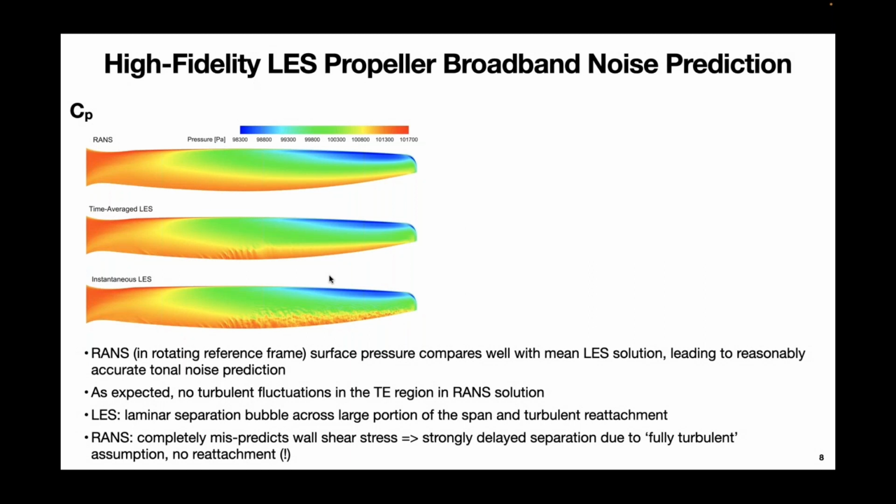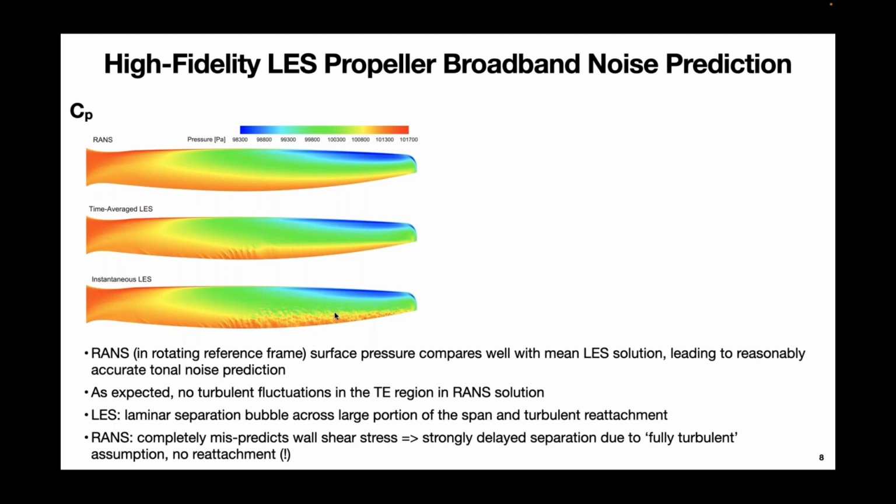and also lattice Boltzmann simulation. Okay, so it's quite informative to compare the difference between RANS and the LES simulation. So first, let's look at the pressure distribution, and you see that for RANS computed using a rotating reference frame, the surface pressure actually compares quite well with the mean LES solution. So this basically means that for such a case, if you use a RANS solution, you will get a pretty accurate tonal noise prediction.